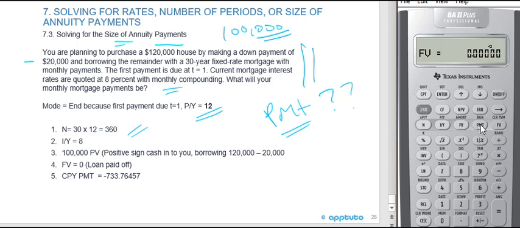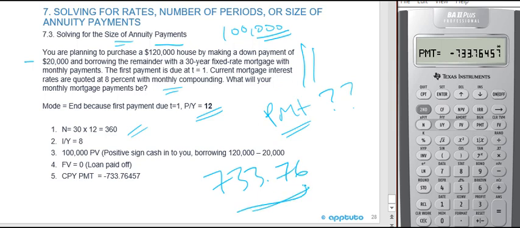I'm going to compute the payment, and the payment is going to be 733.76 a month. Not too bad. 8% interest is pretty high. So I'm borrowing 100,000 for 30 years at 8% interest. I've got to pay back $733.76. And that's my last slide for this LOS.